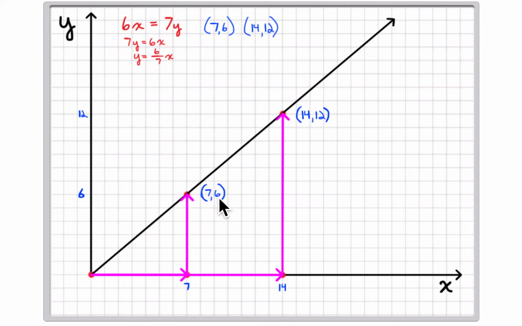They are on this line, and so their coordinates make this equation true when you plug in the x coordinate and the y coordinate, because this equation is this line, and these 2 points are on that line. So they are solutions to this equation, which makes this equation true.